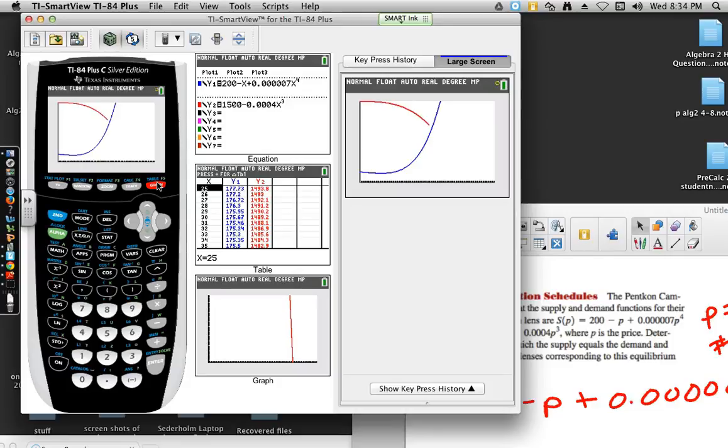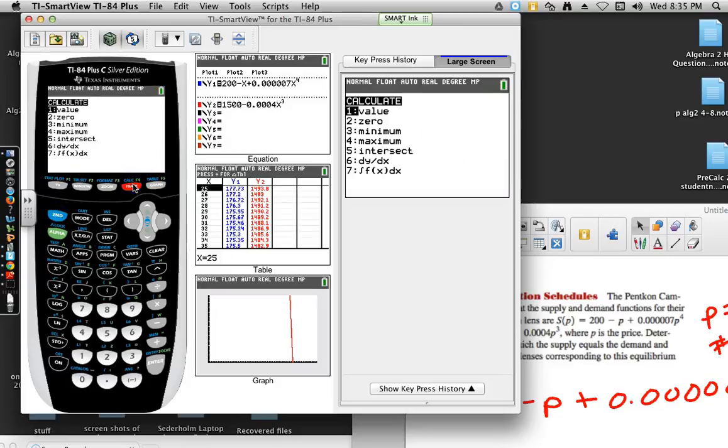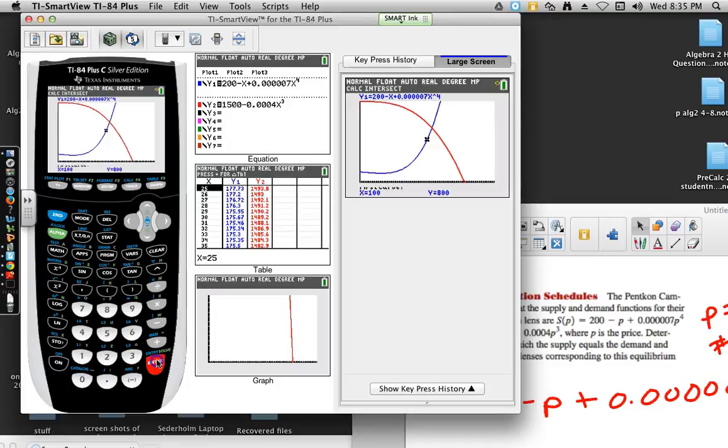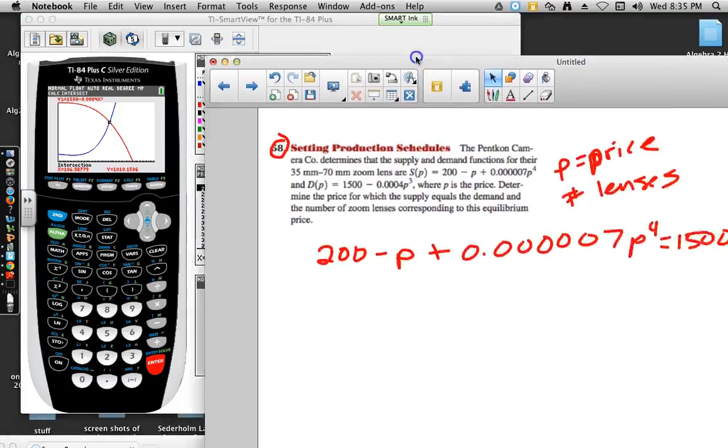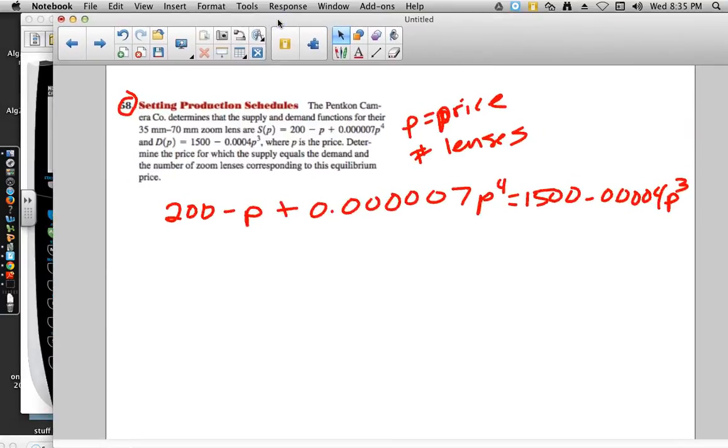But boy, does this color calculator take a long time to get us that nice graph. All right, there it is. So second, trace, number 5, enter, enter, enter. And there it is. So $106.99. And it looks like we'd have to sell a little bit more than 1,010 lenses. Be really tempted, in fact, I think I'm going to round that up to 1,011 lenses because you can't have a portion of a lens.